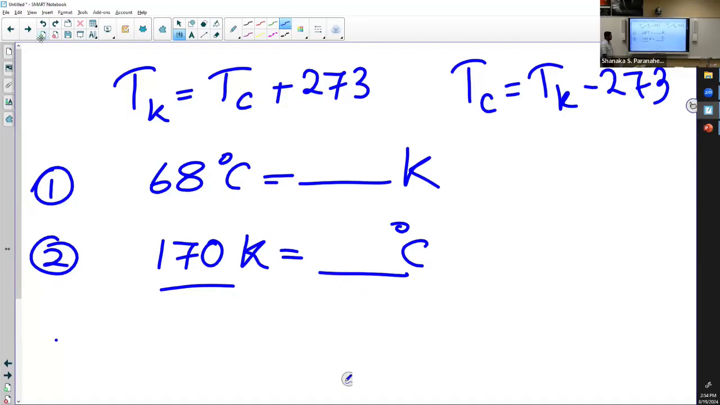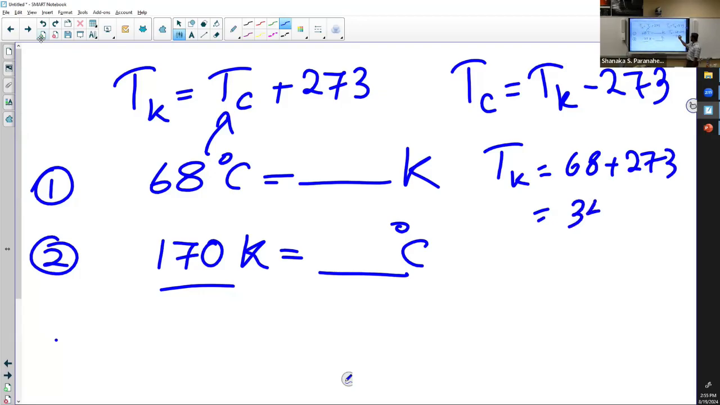Did anyone answer the first one? 341. So temperature in Kelvin equals temperature in Celsius plus 273. We are going to substitute Celsius into the equation: 68 plus 273. This is 341 Kelvin.